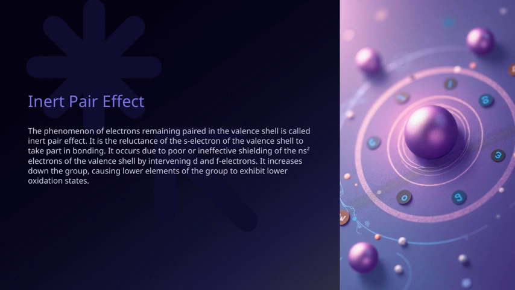An interesting aspect of the inert pair effect is that it increases as you move down a group in the periodic table. So, the lower elements in a group tend to exhibit lower oxidation states because their s electrons are less likely to participate in bonding. This phenomenon is quite important because it influences the chemical behavior of heavier elements and helps explain certain oxidation state patterns we observe across the periodic table. Understanding the inert pair effect really ties into the overall theme of how electron configurations influence element properties and reactivity.